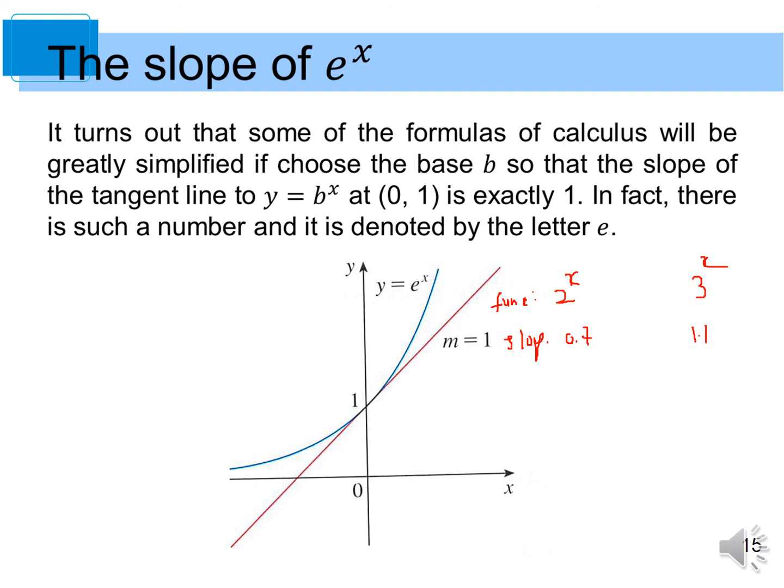And how about when the base is e? The value of e is between 2 and 3, it's about 2.7. So surely the slope of this function is between 0.7 and 1.1, and we conclude it is exactly 1.